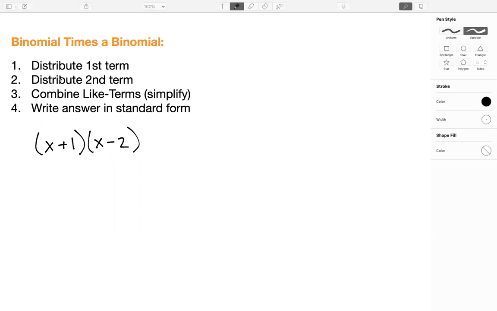But the method is this. Distribute the first term, that would be this. Then distribute the second term, that would be this, the one. Combine like terms, simplify, as we've been doing, then write the answer in standard form. Let's do some examples.